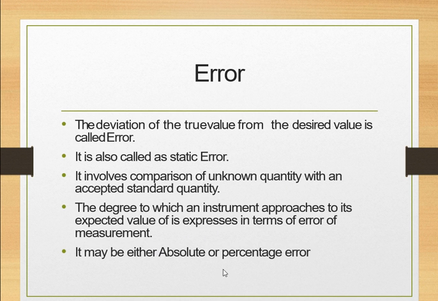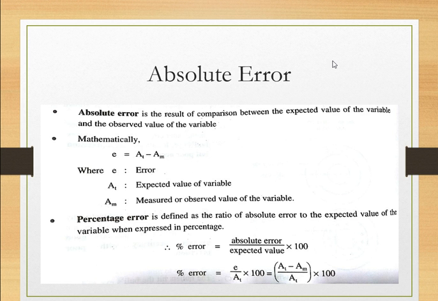Let us see what we mean by absolute error, what we mean by percentage error, and some mathematical expressions for them. Absolute error is the result of comparison between the expected value of the variable and the observed value of the variable. Whenever we are doing measurements, we expect some standard or desired value of the variable, and actually we get something called the observed value. We do some mathematics with those, and we get the absolute error.